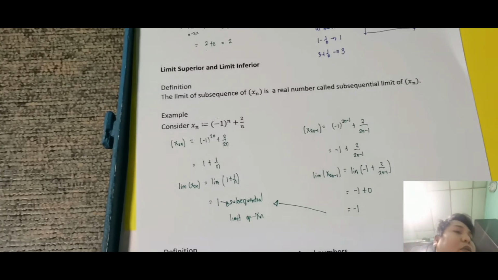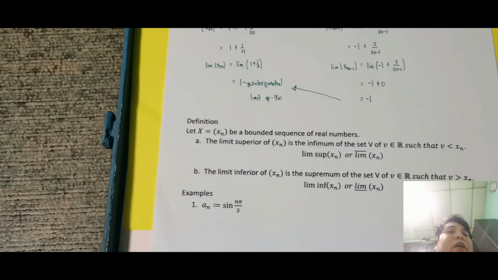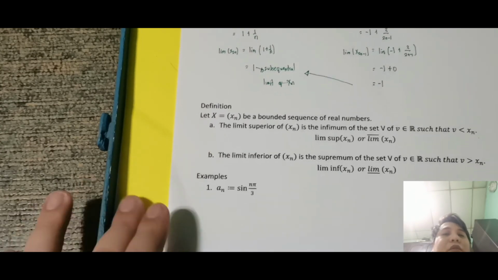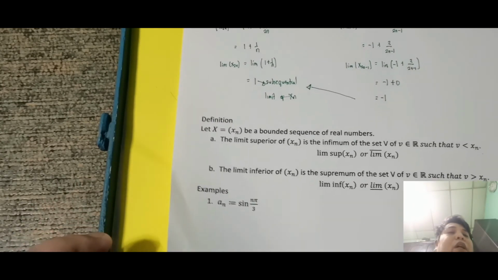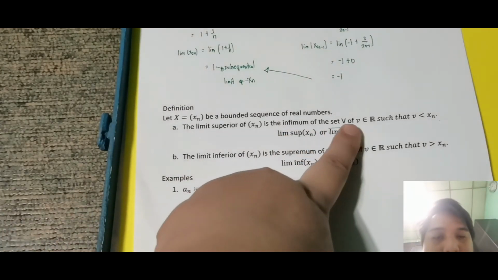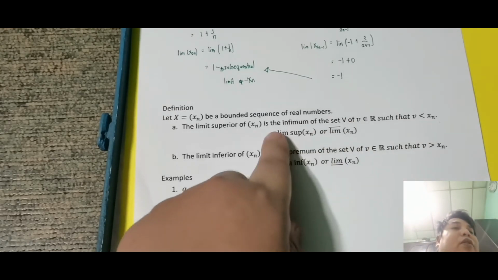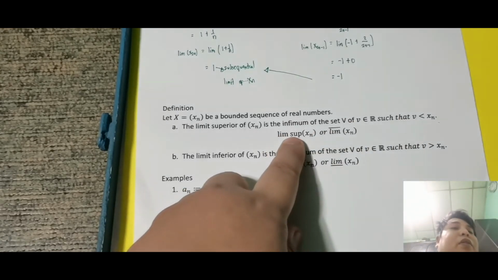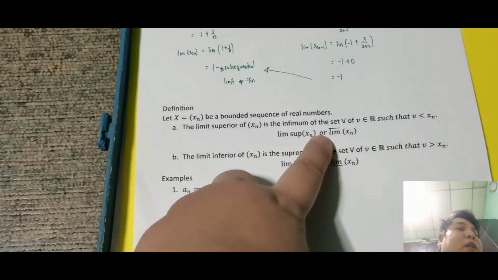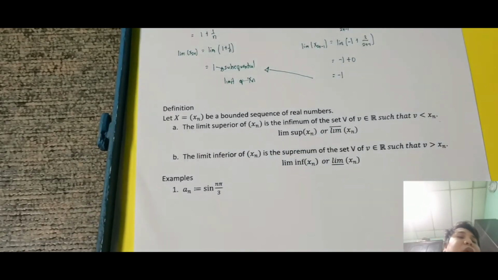Ngayon, ito ang ibang approach na gagawin natin. So, let's have a definition. Let x sub n be a bounded sequence of real numbers. Sabi lang, bounded siya. The limit superior of x sub n is the infimum of the set B, B an element of the real numbers, such that B is less than x sub n. That is denoted by limit superior of x sub n. Ibig sabihin, ang limit superior is just the infimum ng set na ma-form sa sequence natin.